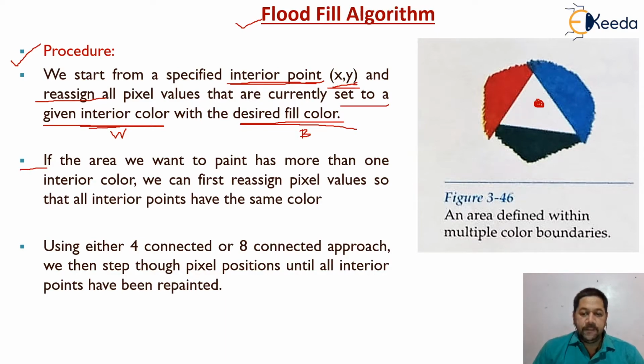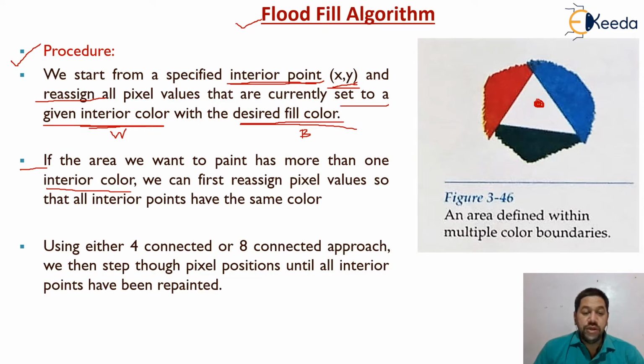Now, coming to the next step of the discussion: if the area I want to paint has more than one interior color. This may happen, meaning the area may have an interior color that is not only white, it may have any other color, multicolor. That is not the case in the diagram, but the area which I want to paint may have different colors.